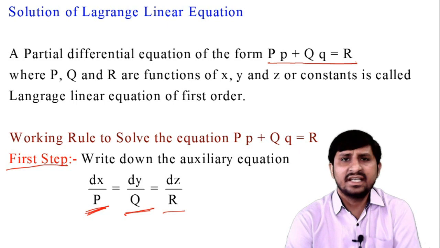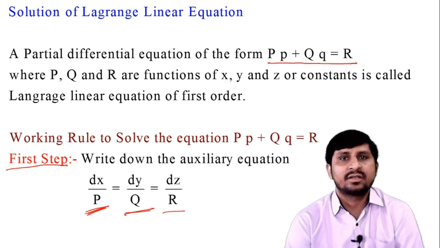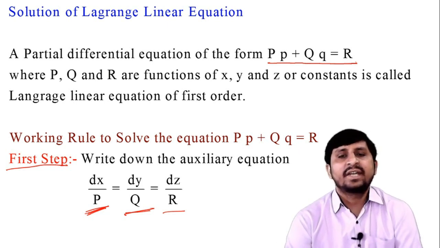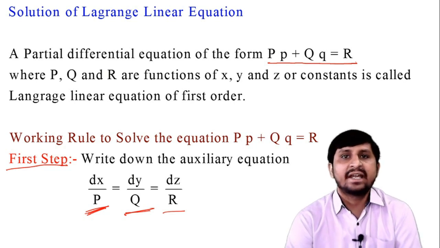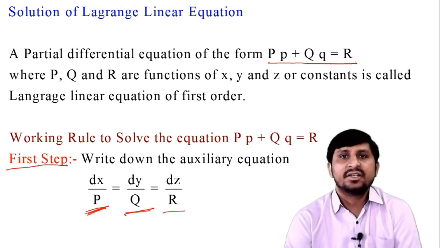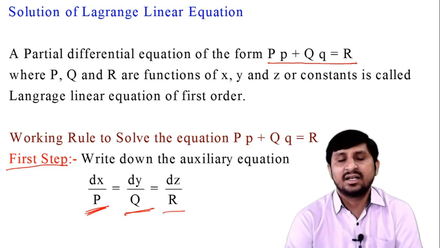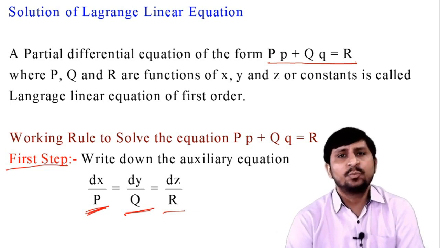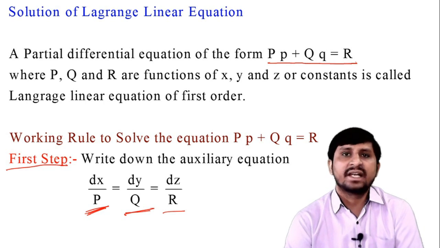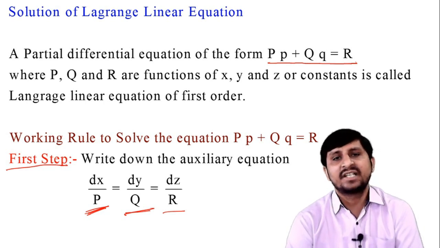But the condition is, this condition is very important. Because you can integrate only when with dx you have only a function of x, with dy you should have only a function of y, and with dz you should have only a function of z, otherwise you cannot integrate. So that's why in some examples the grouping method does not work, and that's why we have to use the multipliers method.